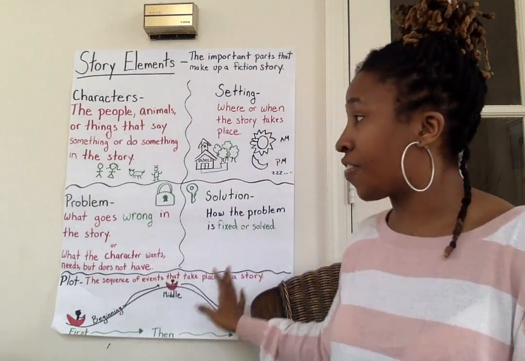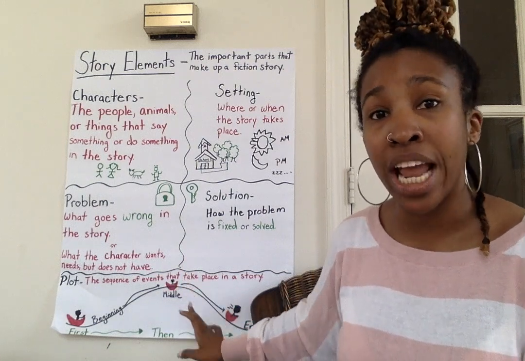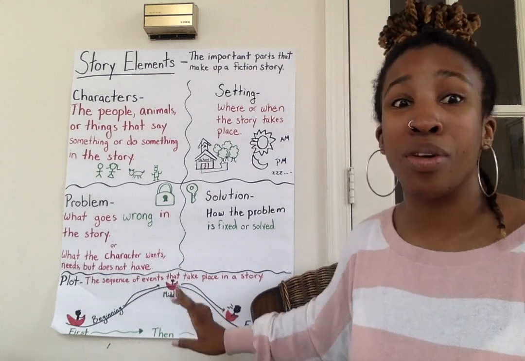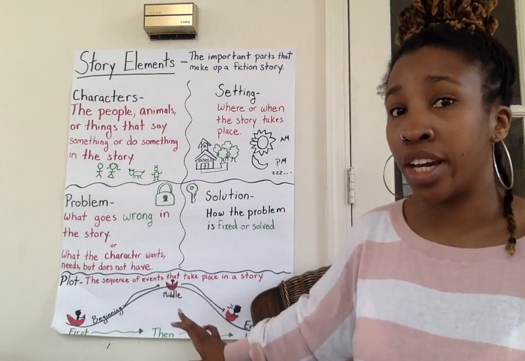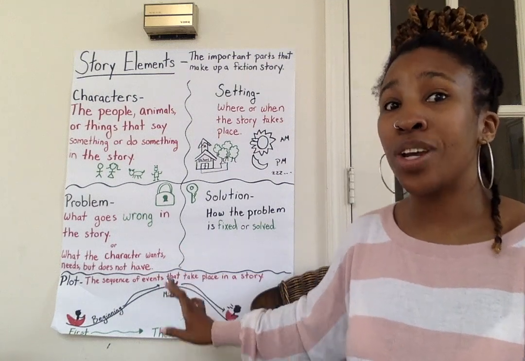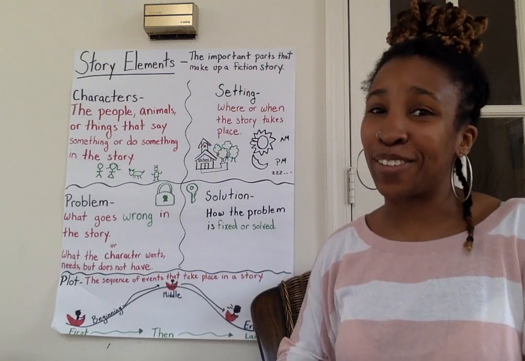Using all 5 of these elements can help you have a really great summary and a really great understanding of the book or the chapter that you read. So whenever you go off to read, please make sure that you can identify all 5 of the story elements.